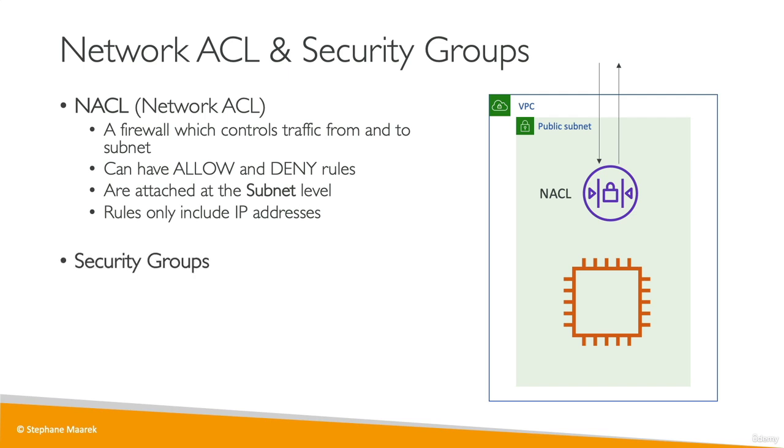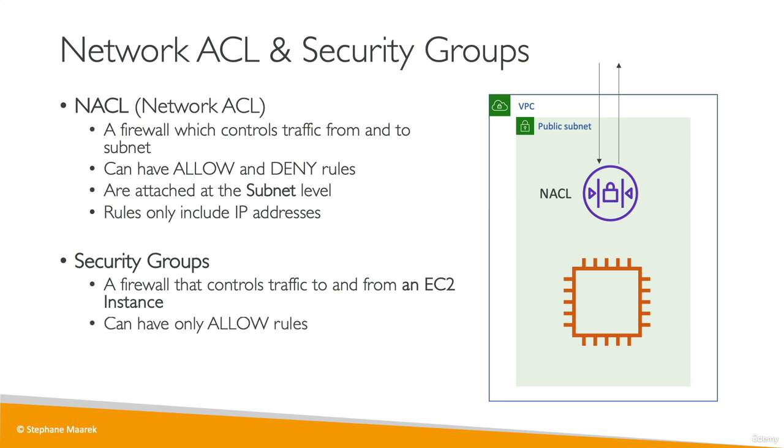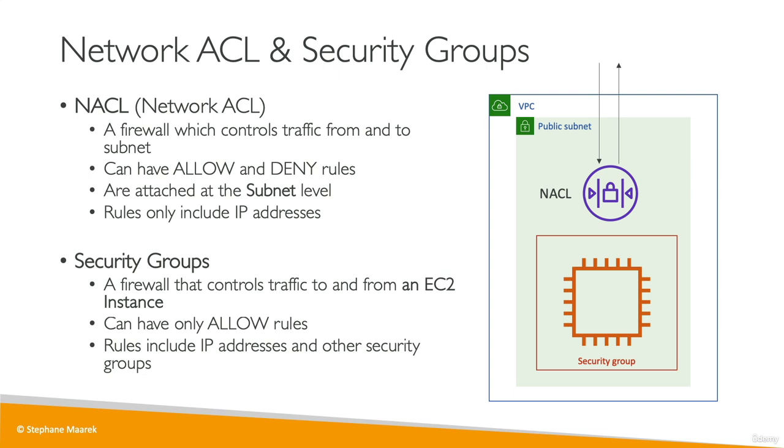The second line of defense we have, and we've already been using it so far in this course, are security groups. This is a firewall that controls traffic to and from an EC2 instance. Security groups can only have allow rules, and finally, they can reference either IP addresses or other security groups. In this example, we have the security group around our EC2 instance, and that controls the traffic going in and out of our EC2 instance.